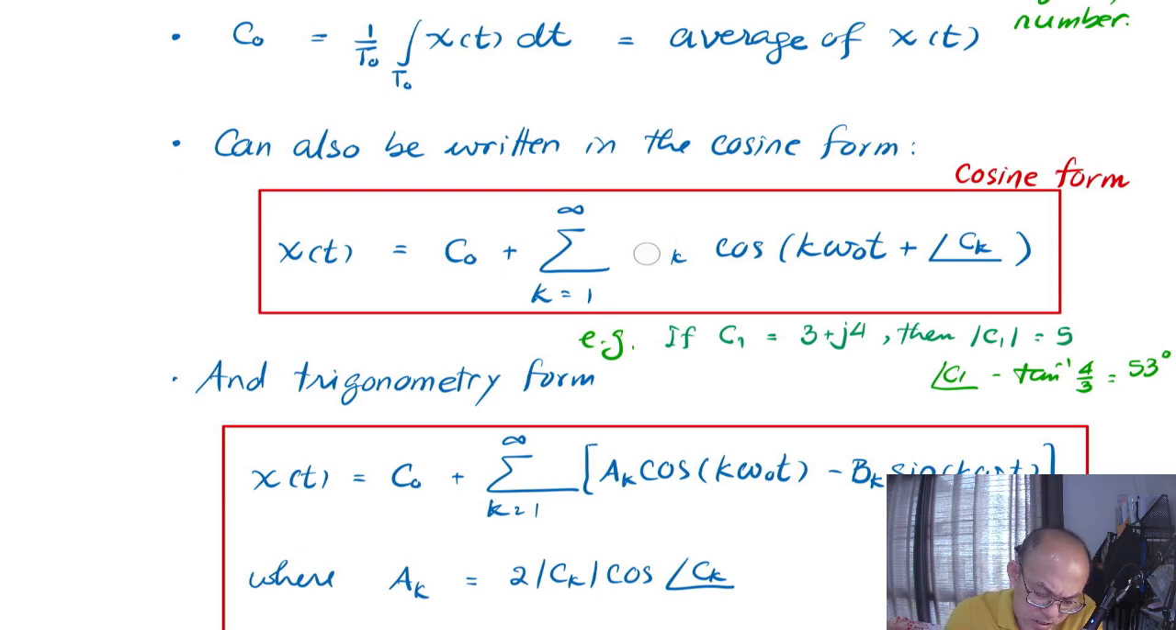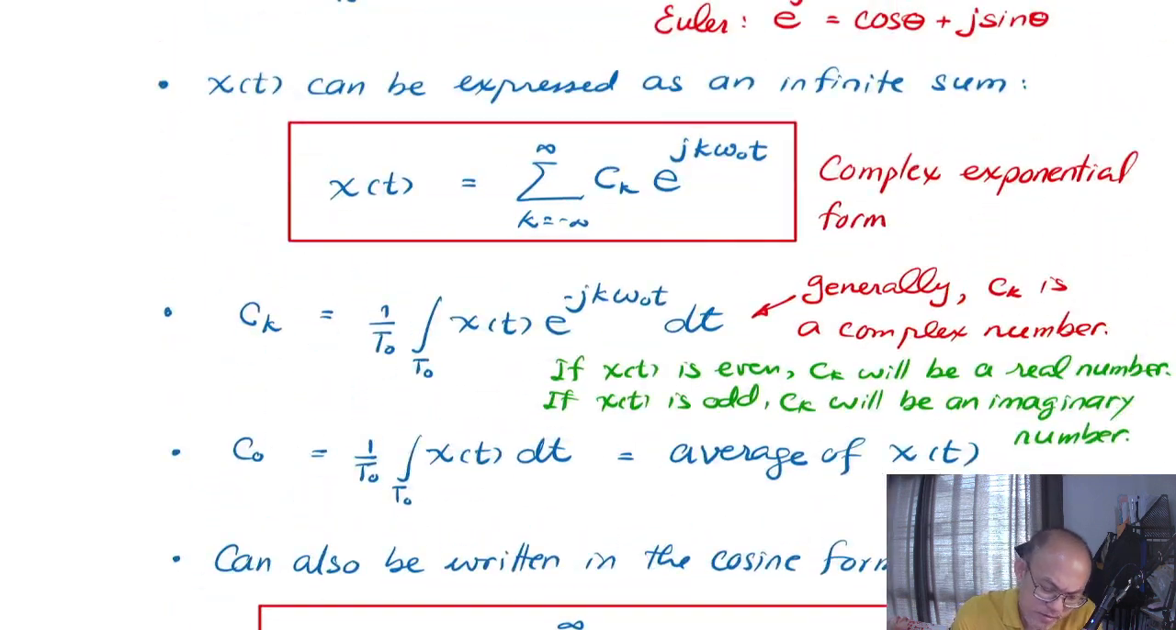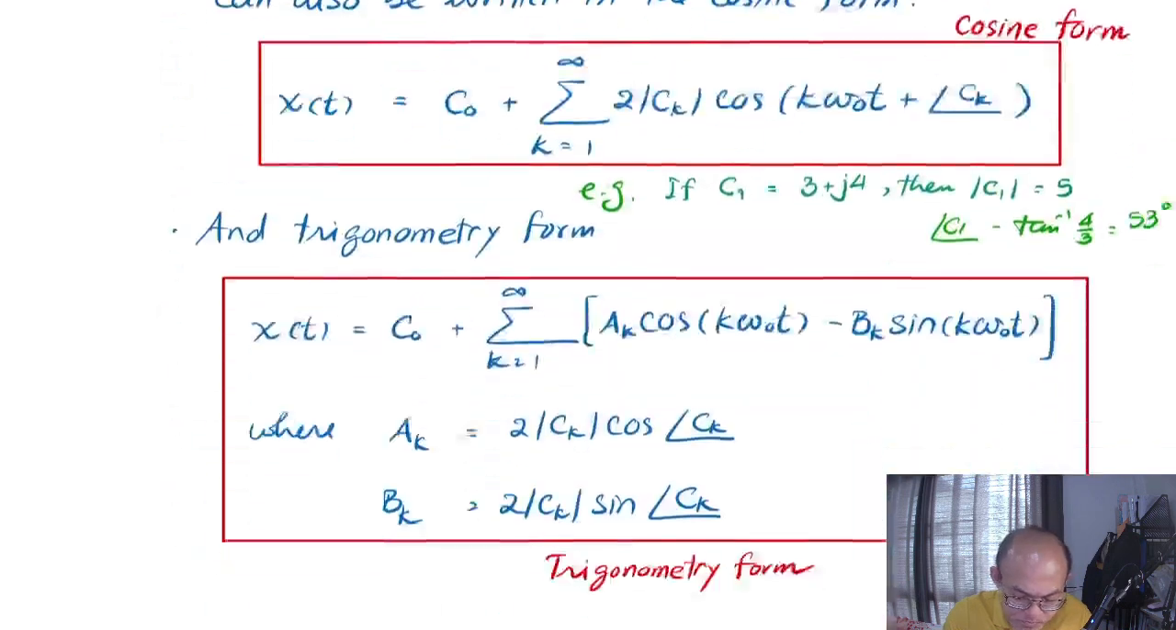So after you've got ck, if you want to represent the signal x in a cosine form, you find the magnitude of ck multiplied by 2, and that's going to be the amplitude of the cosine at frequency k omega 0, and you add the phase of ck as the phase of the cosine. And don't forget that this cosine summation starts from 1, whereas in the complex exponential form, it could go to minus infinity.